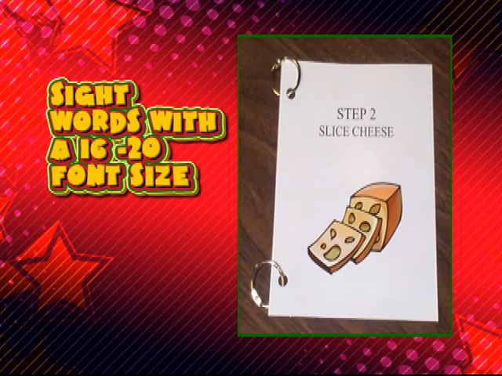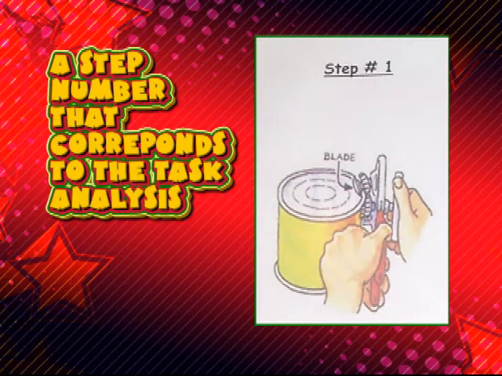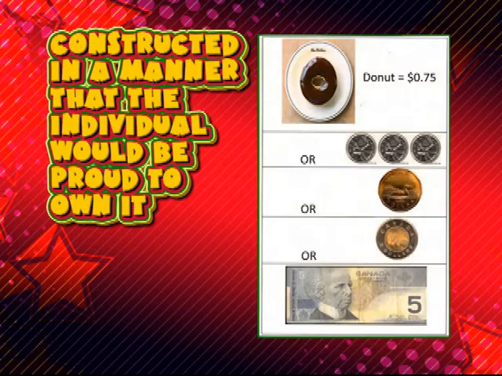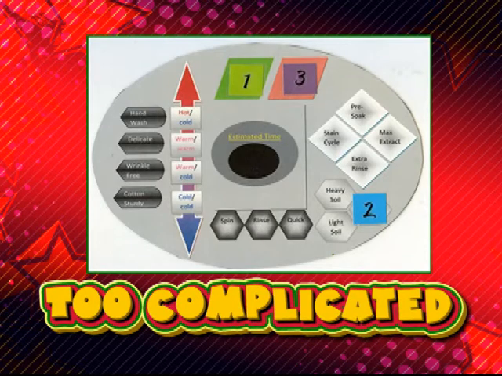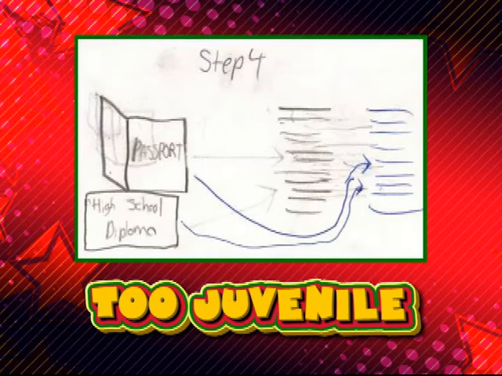The sample teaching aid needs to include sight words that are a 16 to 20 CPI font size. The sample teaching aid should include the step number that corresponds to the steps on the task analysis. The sample teaching aid should also be constructed in a manner that any individual would be proud to own it. Avoid making a teaching aid that is too busy, too complicated, or too juvenile.